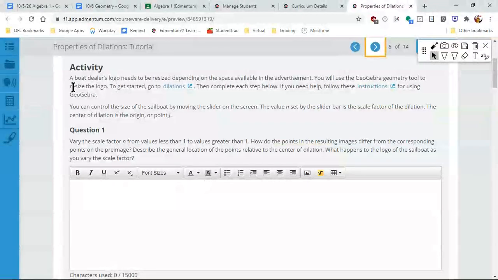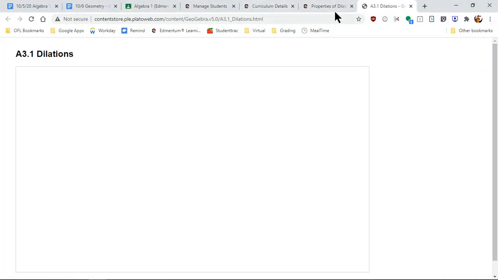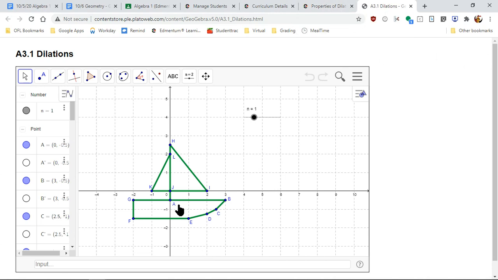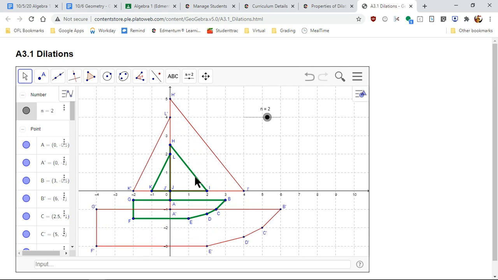So here's the boat dealer logo, and we're going to start with dilation. We're going to do the GeoGebra. Here we're going to see what happens when I increase it to 2. By increasing it to 2, notice how this line still stays on the x-axis because the distance isn't going to make it go up or down. It's literally just increasing the distance that's there.